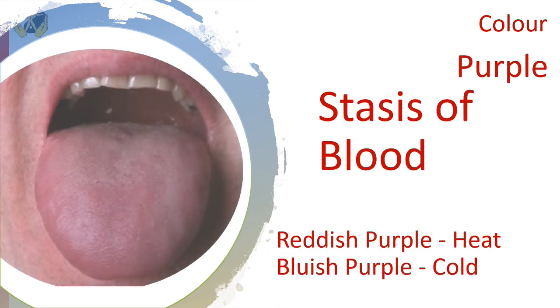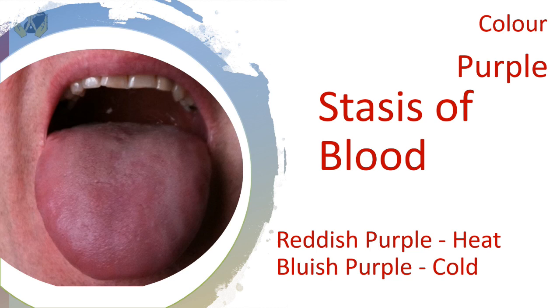This leads us on to a purple colour on the tongue, and this indicates a blood stasis or a stagnation, where our patient may experience pain that's made worse with pressure. If the blood stasis develops from heat, this purple will be a reddish purple, and if it develops from cold, this could be a bluish purple.